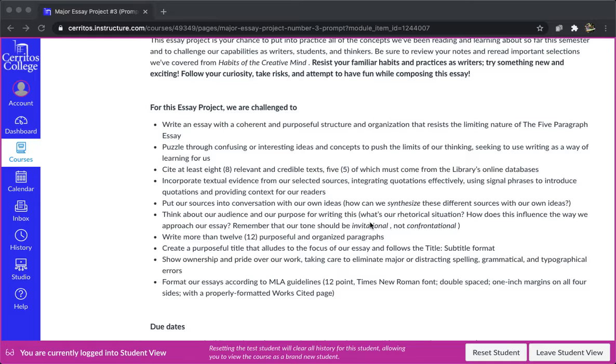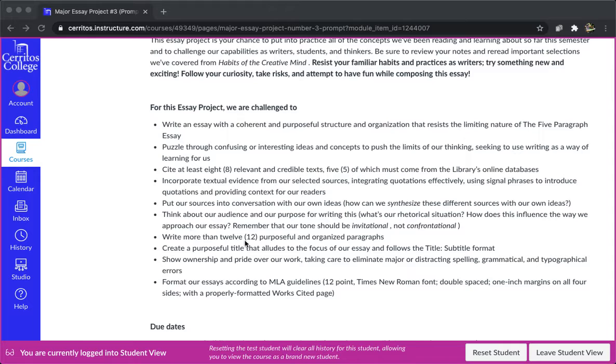And remember, we're not trying to persuade or convince anybody that we are right. Rather, we're just trying to share our perspective based on our research. So based on all of this research, here's what I think about this and why. That's essentially what you're doing. So remember, you want to have an invitational tone, meaning you're inviting your reader to come along with you, versus confrontational, which usually ends up happening when we're trying to prove that we're right about something.